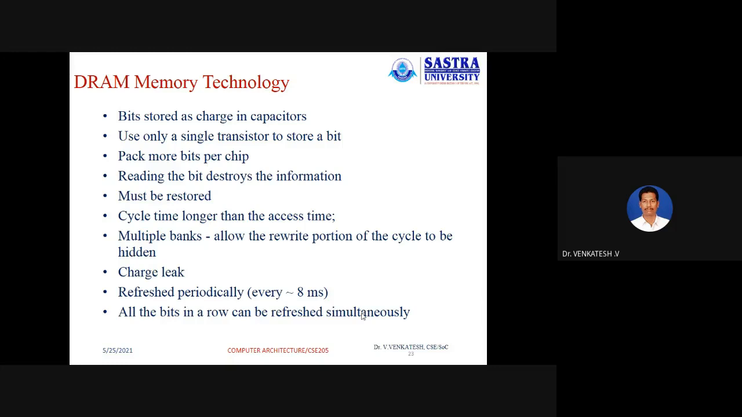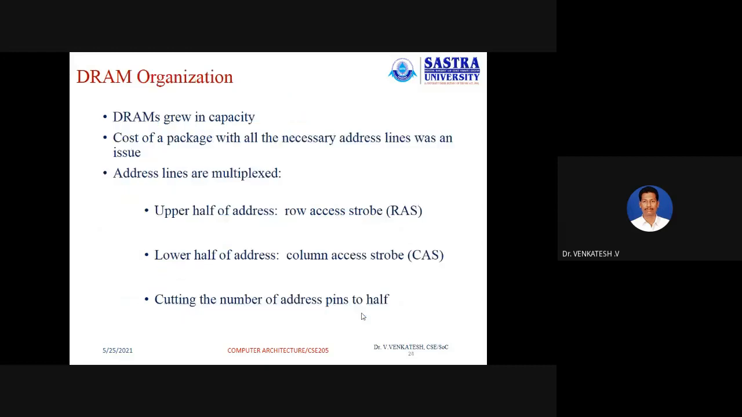Okay, so now we are going to have a comparison. Before going to compare, I will tell you what the features are. Here the bits are stored as a charge. There I use transistors, whereas here we use charge. We are going to use only one single transistor, there we use six transistors. So more bits can be stored. I will compare again soon.